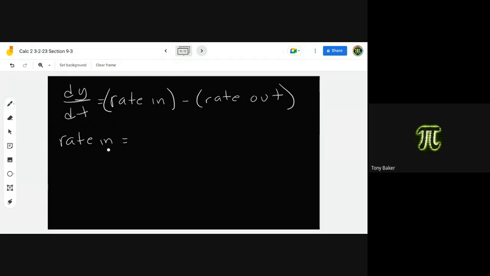So my rate in is 0.05 kilograms per liter. Right? Oh, 0.3. You're right. It was 0.3. I really got to stop switching screens.